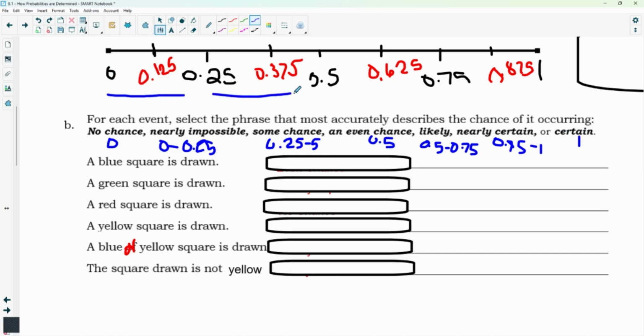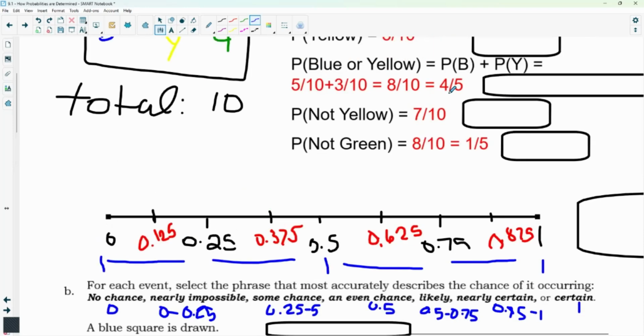Between these two is some chance. This exactly is even chance. Between these two is likely. And then between these two is nearly certain. And then obviously here it will be certain. So those are the different classifications, and according to the probabilities, right?